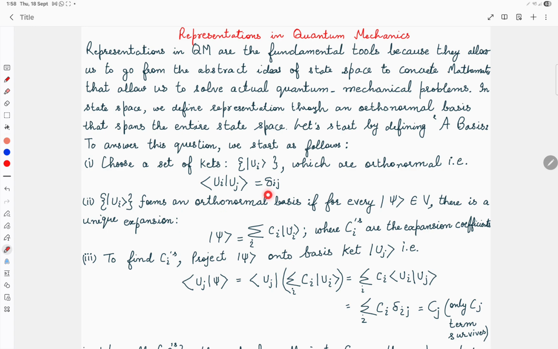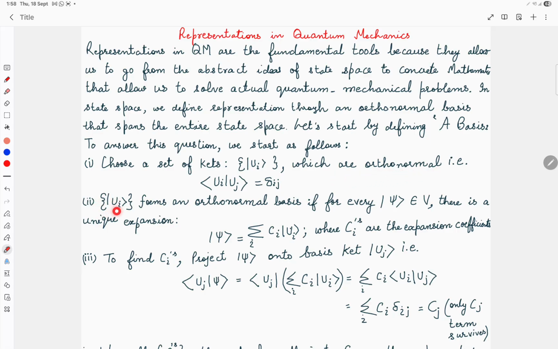The Kronecker delta ij is equal to 1 when i is equal to j, meaning the length of the ket vector is unity. If i is not equal to j, the dot product between the two ket vectors will be 0. So they are again orthogonal to each other. The ket vectors satisfy the condition for orthonormality.